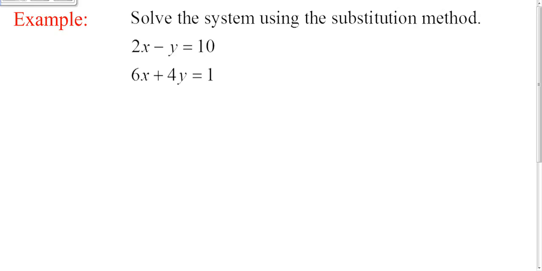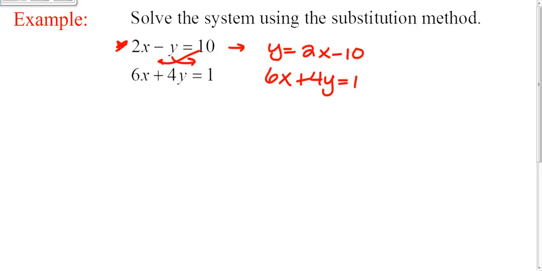You want to get one of the equations solved for either x or y. In this case, it's easiest to get this top equation right here solved for y. You can move the y to the right side so that it's positive, and then move the 10 to the left side and make it negative. So the y is going over, the 10 is coming this way, and this equation will turn into positive y equals 2x minus 10. Okay? That is still the top equation. Notice I have not touched the bottom one at all, so that's where I'm at.